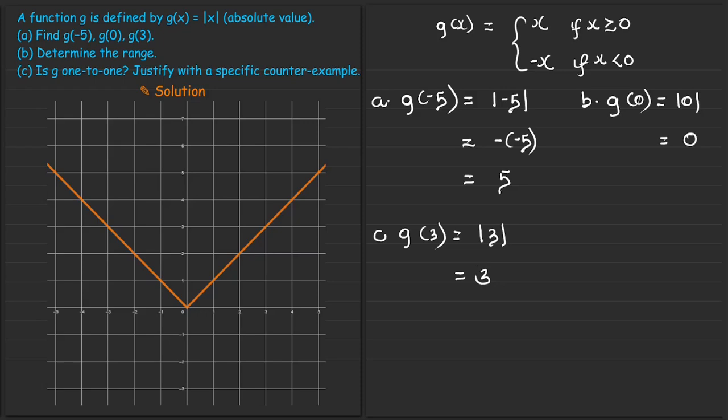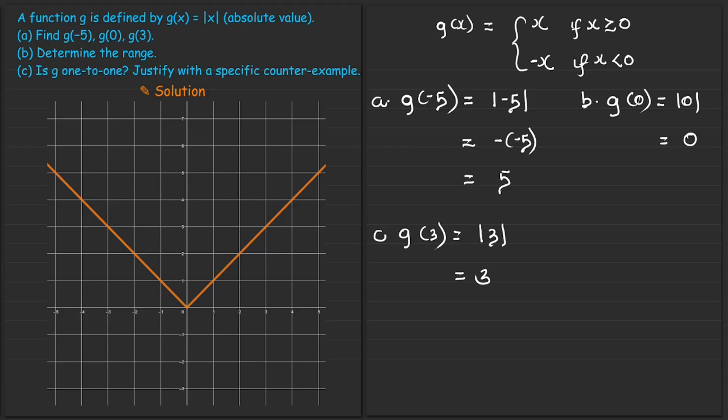Now the second part of the question says we should determine the range. We know what the range is. The range is simply the set of all possible output values. That is what the y values can be. In this case, it is what our function can give us. Looking at all we've done here and even the graph, realize that the absolute value can never be less than 0.